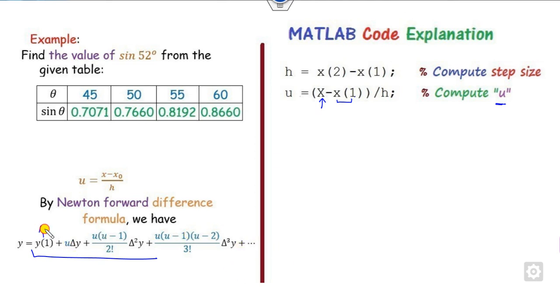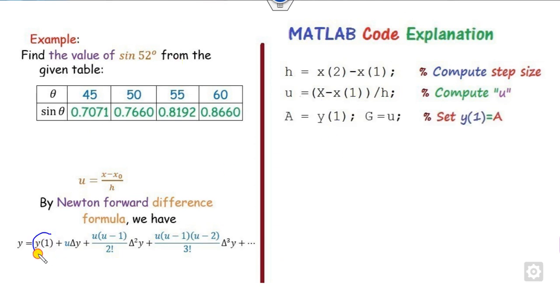We can simply see this as y1, that is the first value. So I call this value a, and this u I call g, because again you can see that this is u minus 1, that's a repetition. And the value of the del is stored in the form of the capital D. So then we can write this loop from 1 to n minus 1.